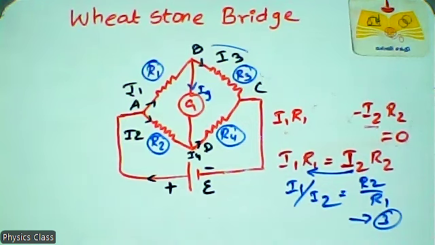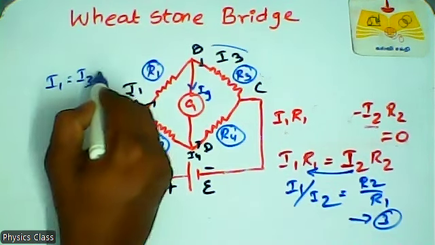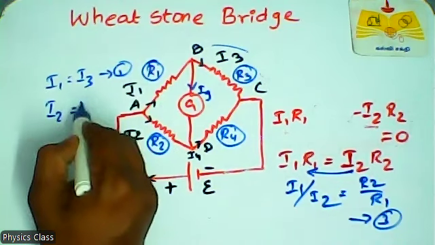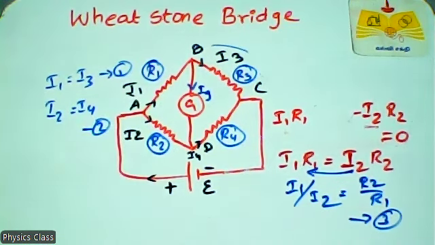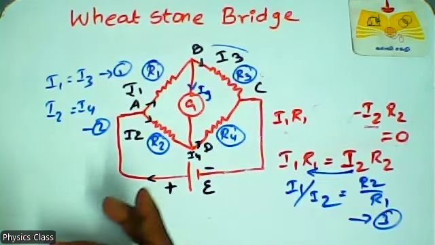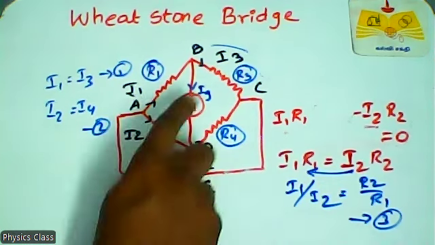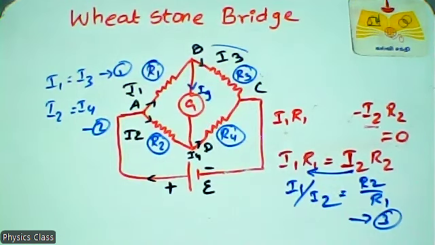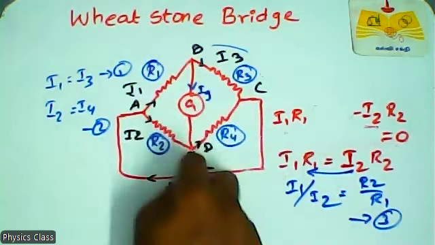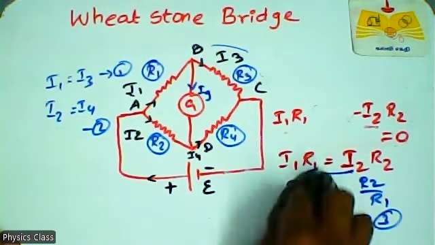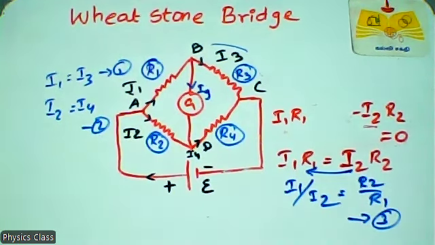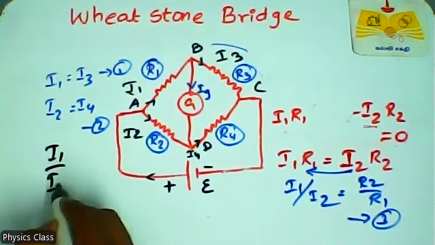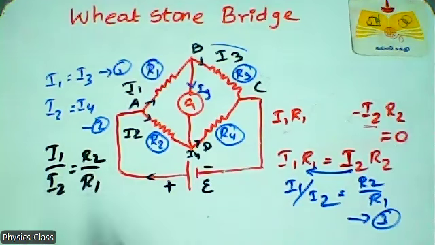Already we have I1 equal to I3 as equation 1, I2 equal to I4 as equation 2, and this is the third equation: I1 by I2 equal to R2 by R1. Again, we have to apply Kirchhoff's loop rule on the loop C, B, D, C. That is also a loop.